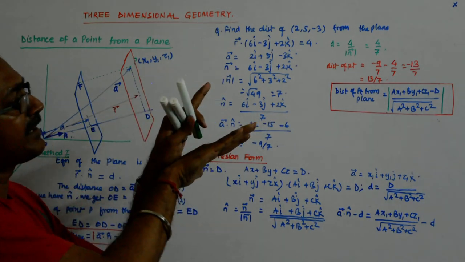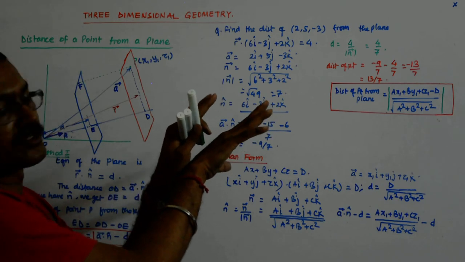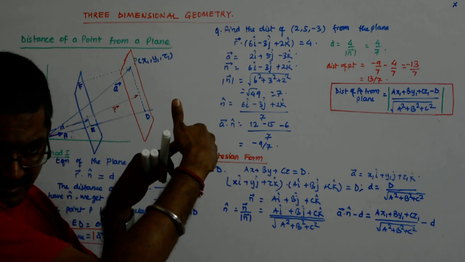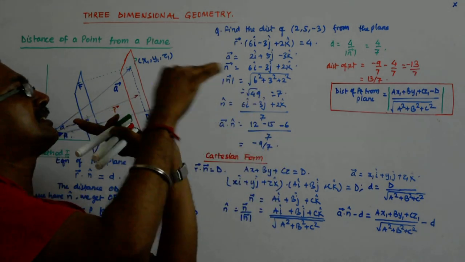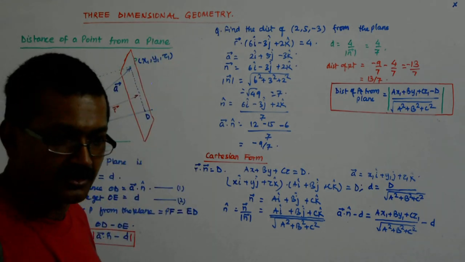If it was positive, it means my point was here and my distance was like that. Or my point was this and distance like that. That's why that will get subtracted. Here it got added. Why? Because this is the distance and this is another distance that is getting added to it. Is it not?